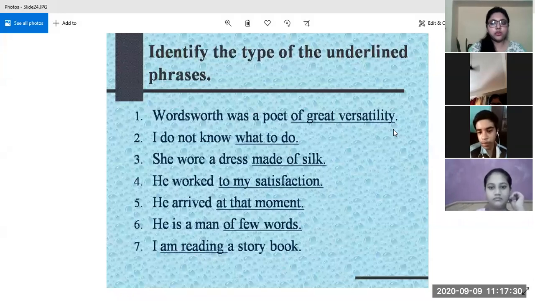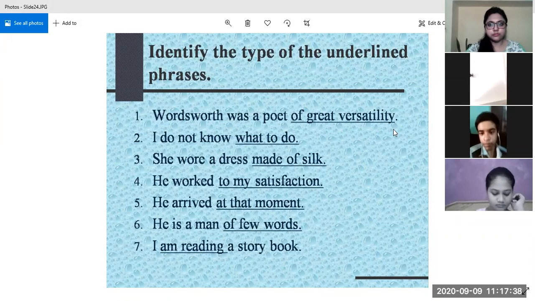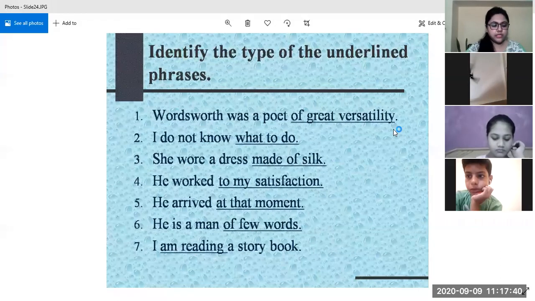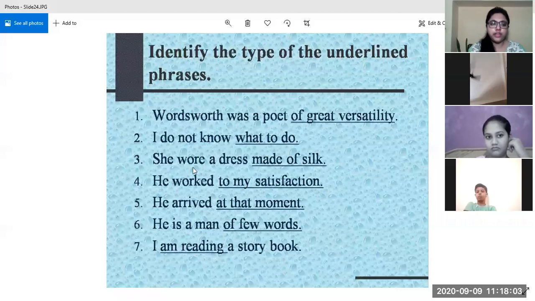Wordsworth was a poet of great versatility. Yes, Tanishka. Adjective phrase. Poet of great versatility. Adjective phrase. Very good. And if we were to replace the adjective phrase with an adjective, how would we have written it? Wordsworth was a versatile poet. Very, very good. Next, I do not know what to do.